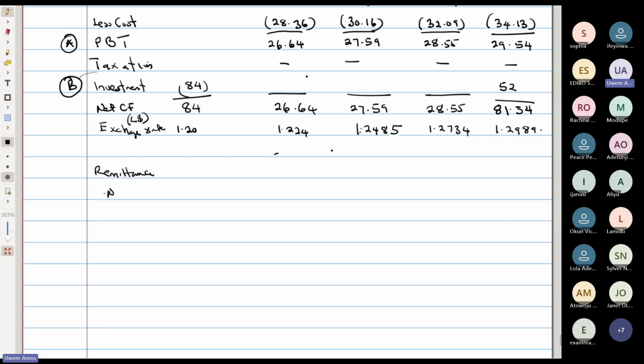So we're remitting to Nigeria. So profit 26.64, converting it to Naira, is 26.64 divided by 1.224. So what do we have as that? By my calculator, I have a profit I'm remitting of 21.76. Hope that's correct. If it's not correct, someone could double check that with me.